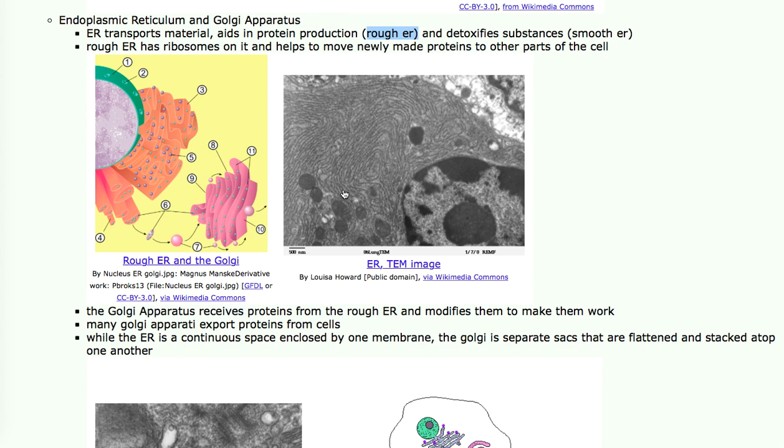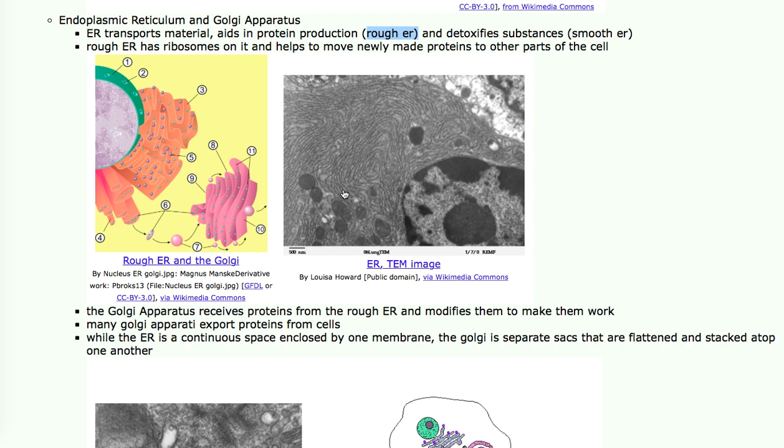The rough ER passes the insulin protein, which doesn't work yet, to the Golgi apparatus. The Golgi apparatus actually puts together two polypeptides to make insulin, and then folds them up to make them work. And then it sends them out of your pancreas cells by sending the little packages of insulin proteins to the cell membrane, and they invert.